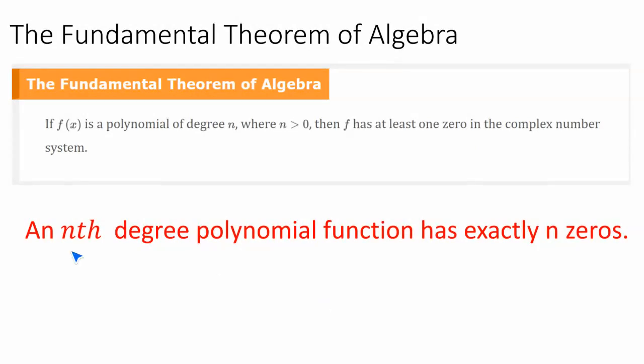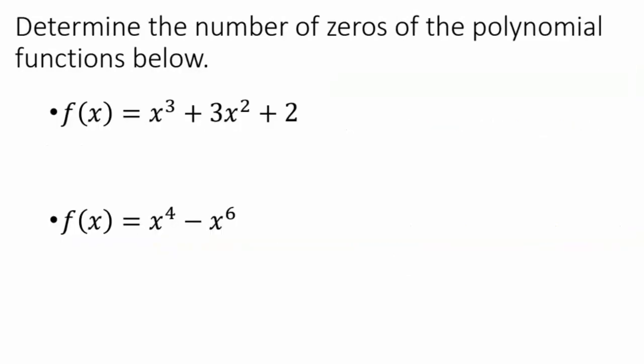Its conjugate is also going to be considered a zero. The degree of a polynomial also tells you how many zeros we're going to have. So if you have a degree of 3, then you're going to have 3 zeros. Some of those zeros might be complex numbers, and we'll see some examples later on today.